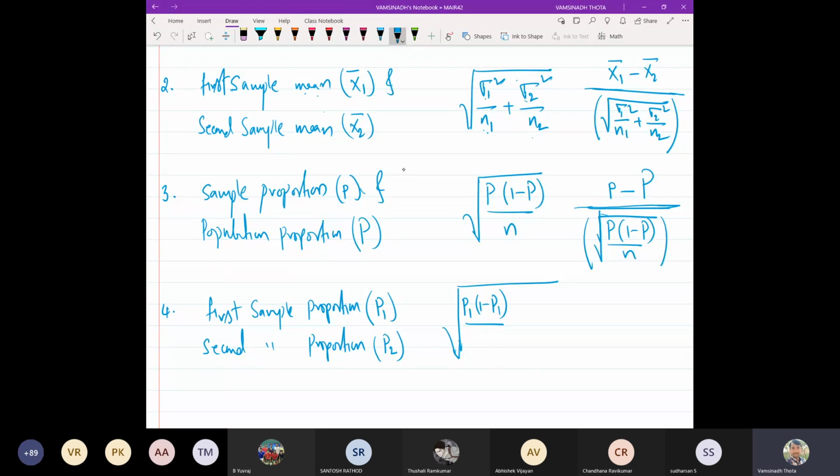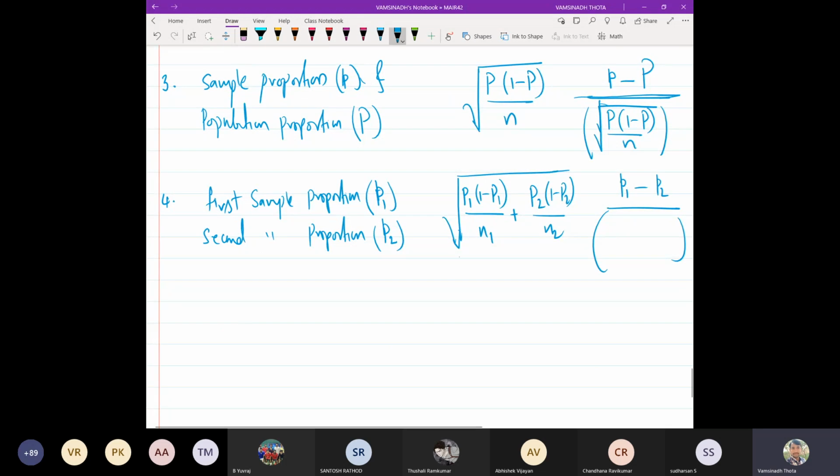This is the small p1. I think it is better to write it to make a difference. Okay. This is capital P1 times 1 minus capital P1 upon N1 plus capital P2 times 1 minus P2 upon N2. And the corresponding test statistic is the difference between the proportions, that is small p1 minus small p2 upon the standard error. This entire thing is the standard error. Okay. Now what about the N1 and N2?